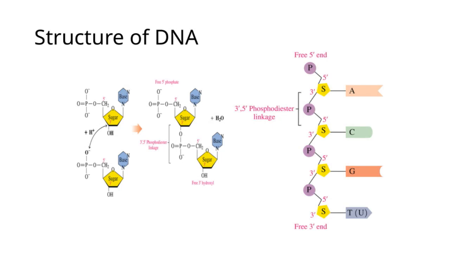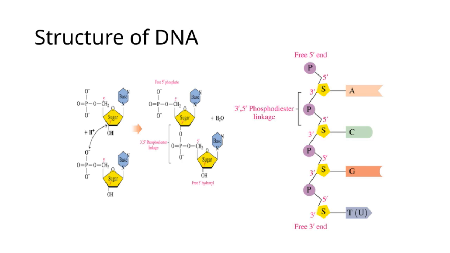DNA, or deoxyribonucleic acid, is the molecule that carries the genetic instructions for life. Its structure is often described as a double helix, which looks like a twisted ladder. The sides of this ladder are made up of sugar and phosphate molecules, forming the backbone. The rungs of the ladder are composed of pairs of nitrogenous bases. These bases are paired specifically. Adenine always pairs with thymine, and cytosine pairs with guanine.